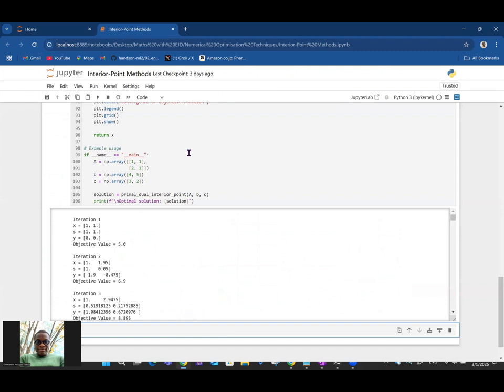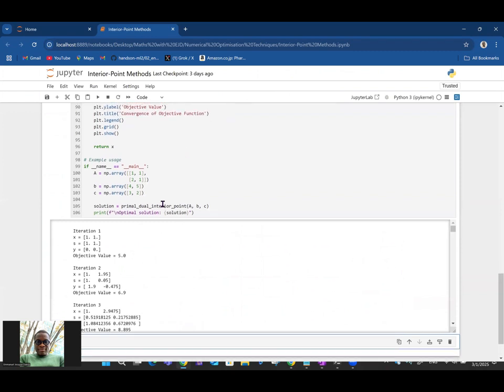Having run it now, we have the first iteration. The x values are 1, 1, the slack values are 1, 1, y is 0, 0, and the objective value at that point evaluates to 5. You remember you have 2x1 plus 3x2. So if you put in 1, that's 2 times 1 plus 3 times 1. That's why you get 5.